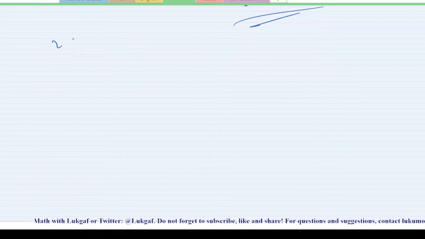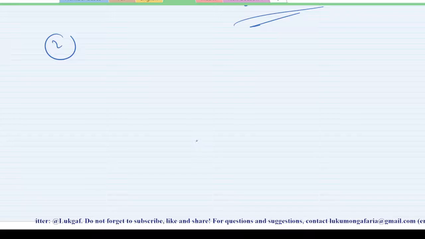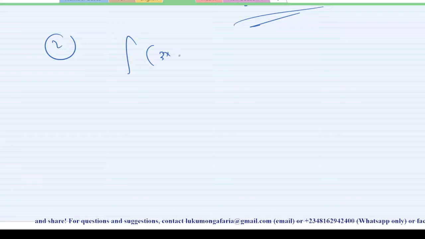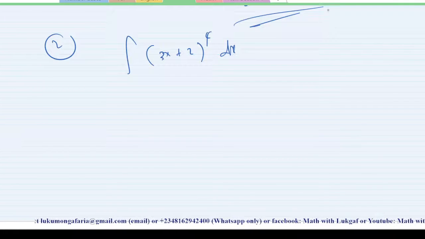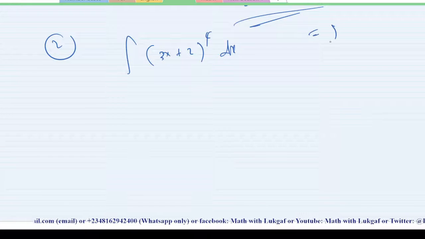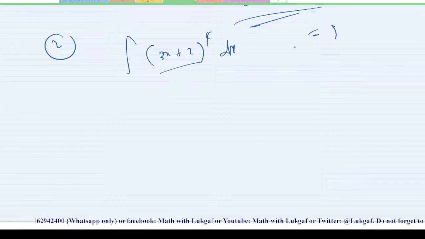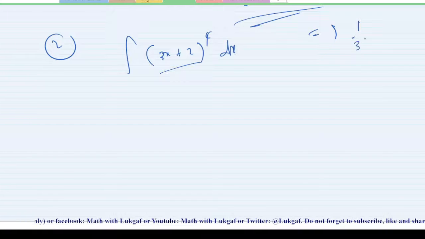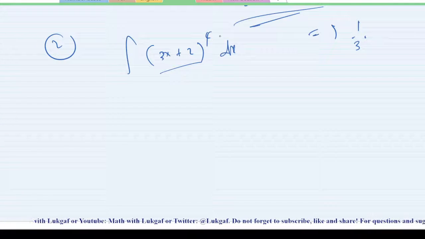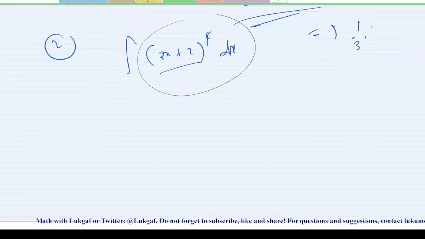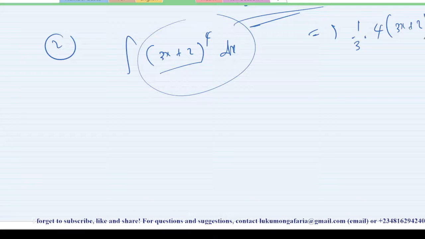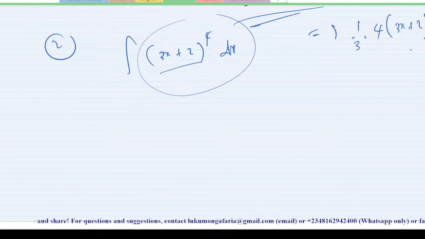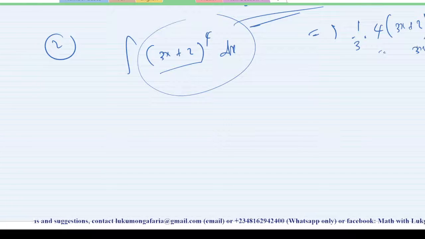The second example follows the same thing. Number 2, I have the integral of (3x plus 2) raised to power 4 dx. In fact, before doing that, you can know your result. My answer will be what? You differentiate this, that's 3, then you have 1 over 3, multiplied by, then you differentiate everything together. That will give me what? 4 into (3x plus 2) raised to power 3 plus c. So that will give me (3x plus 2) to the power 4 divided by 3 divided by 4.